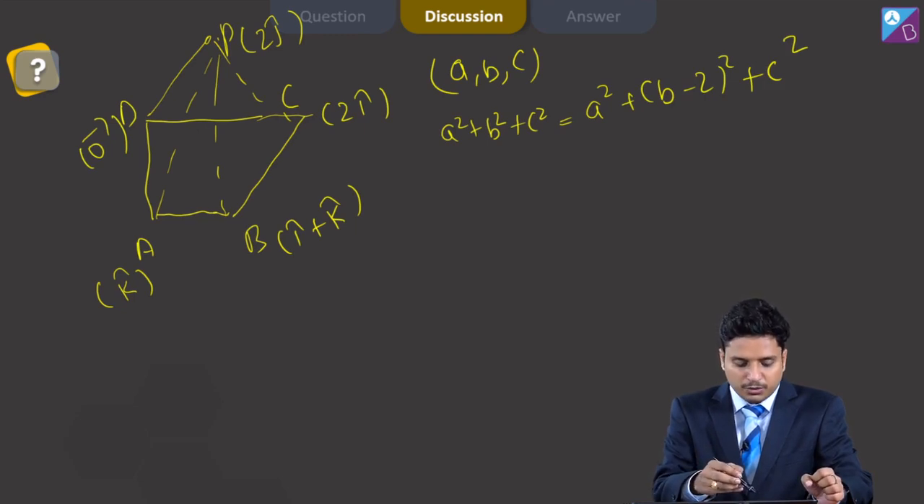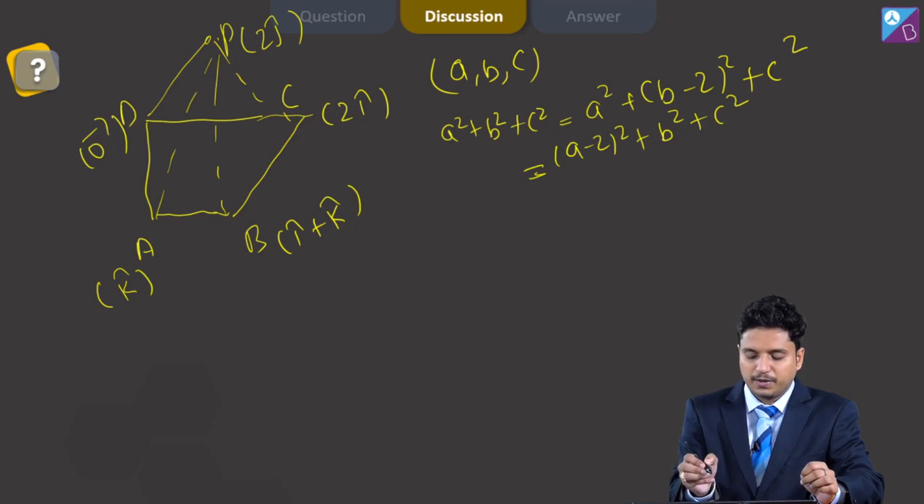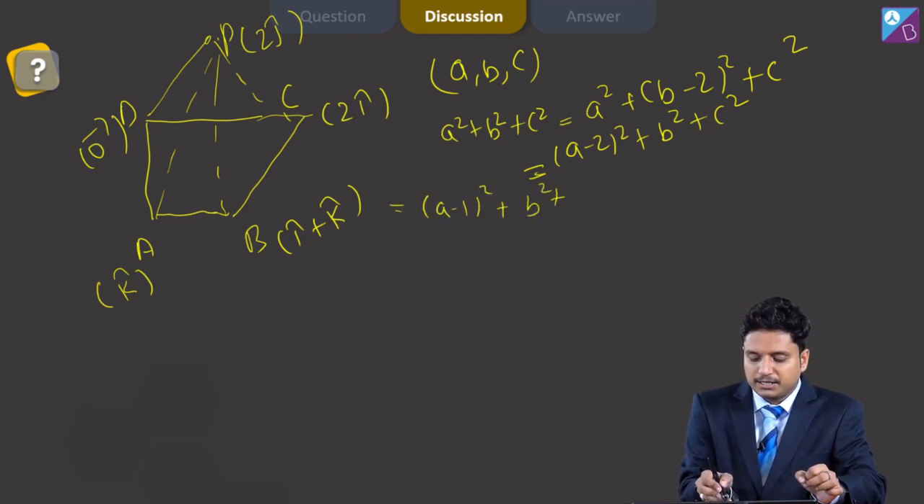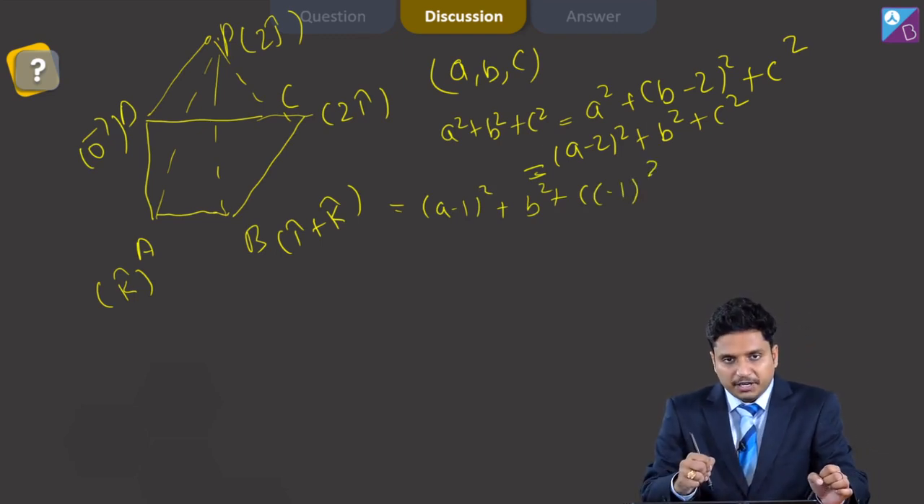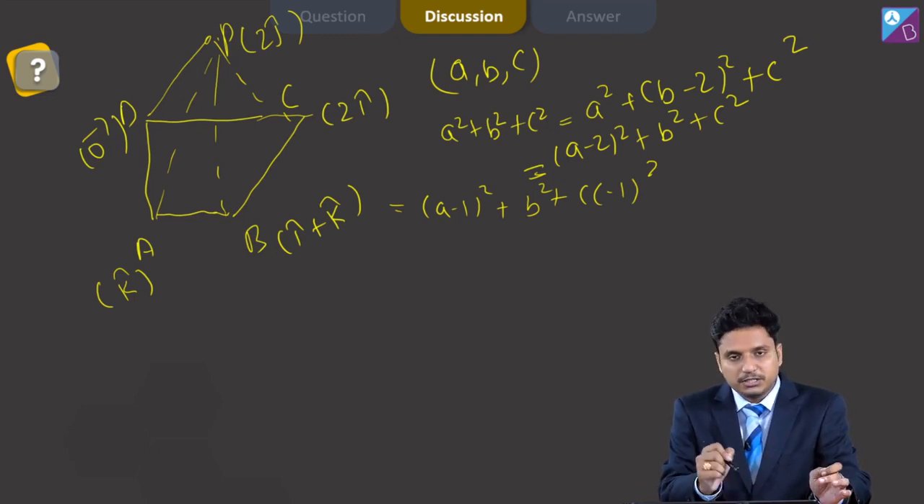P. Now two points are still remaining, that is point C and point B. So this ABC's distance from point C will be equal to (A minus 2) whole square plus B square plus C square, and similarly its distance from point B will be equal to (A minus 1) whole square plus B square plus (C minus 1) whole square. So all these four should be equal, because if this is the circumcenter, it should be equidistant from all these vertices.